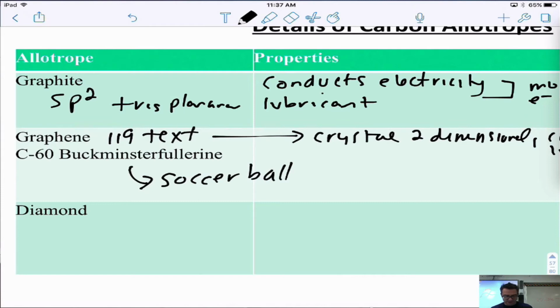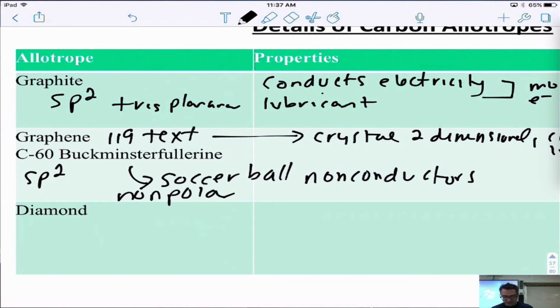Buckminsterfullerenes have the same type of 6-membered rings that you see in graphite, so I think they are also sp2. The difference is that they do not conduct, so they're non-conductors. They're also non-polar, so if you want to dissolve Buckminsterfullerenes, you have to dissolve them in a non-polar solvent.